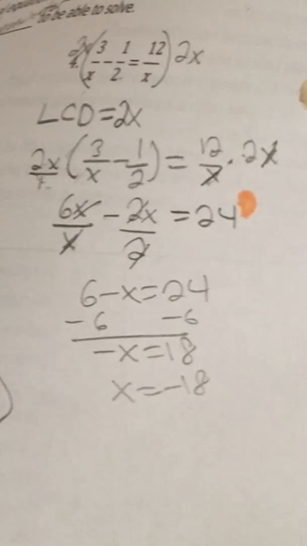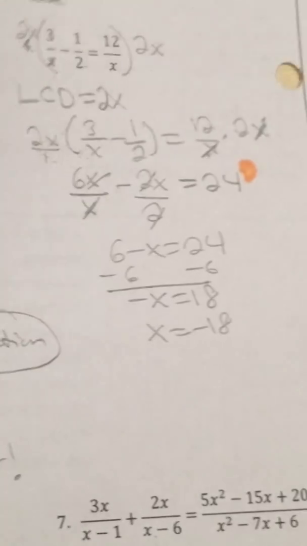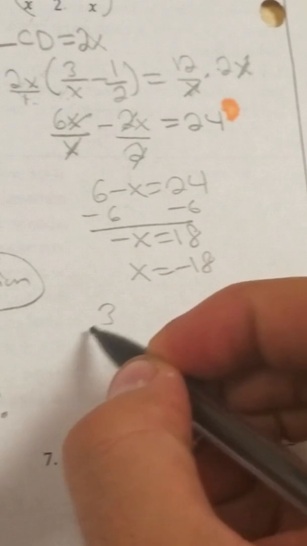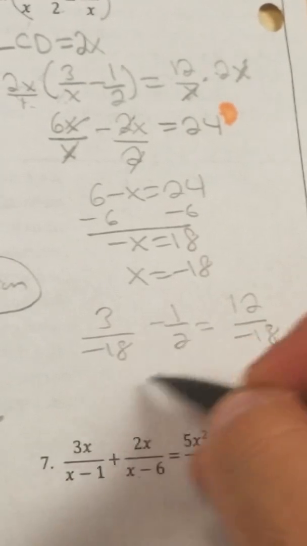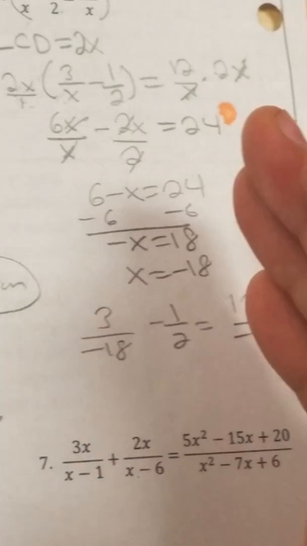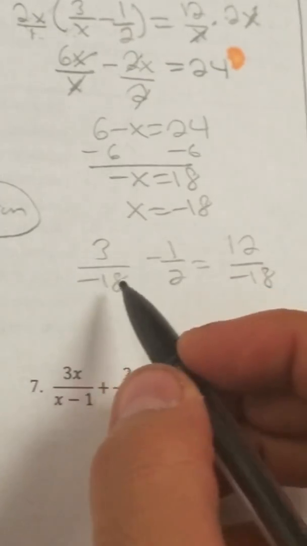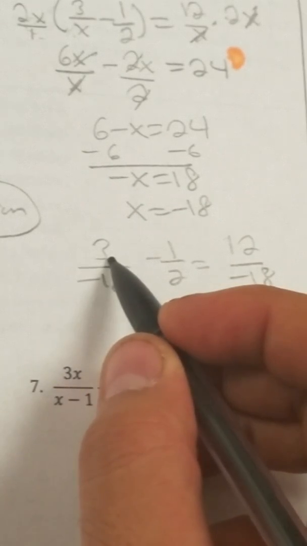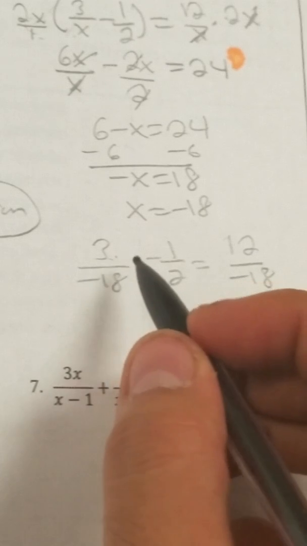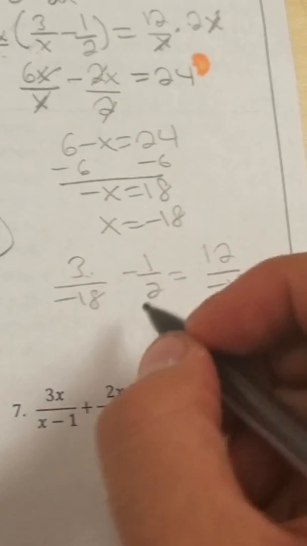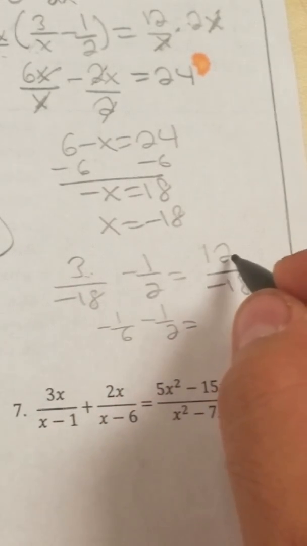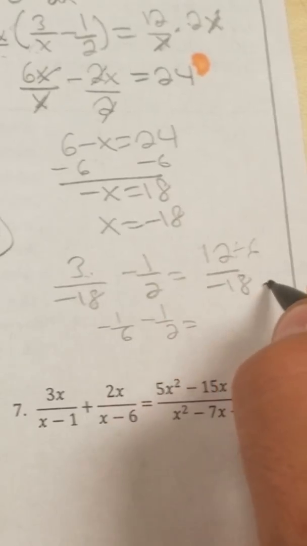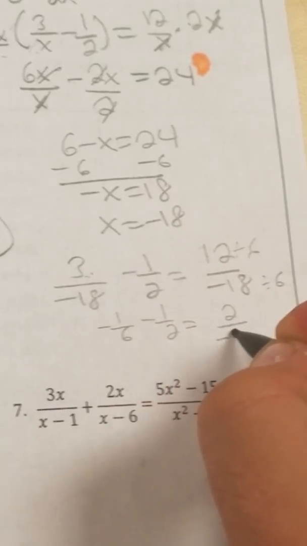So now we're going to plug that in to make sure we don't get any controversies or any errors. So we got 3 over negative 18 minus 1/2 equals 12 over negative 18. So it looks like we don't get division by 0, which is good. So that means we probably are good. But let's just make sure that this actually checks out. So this can reduce to negative 1 over 6. This can reduce as well. We can divide this by 6 on top and bottom. So we get 2 over negative 3.